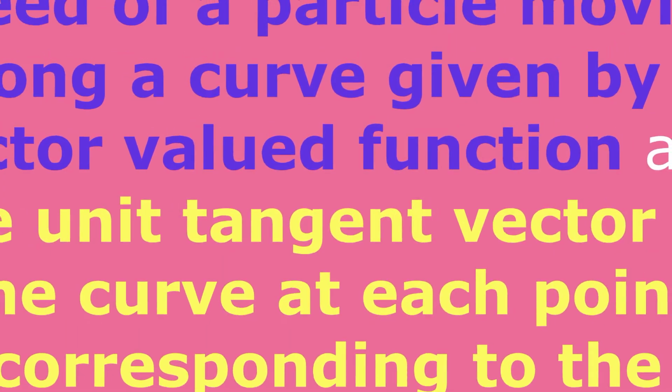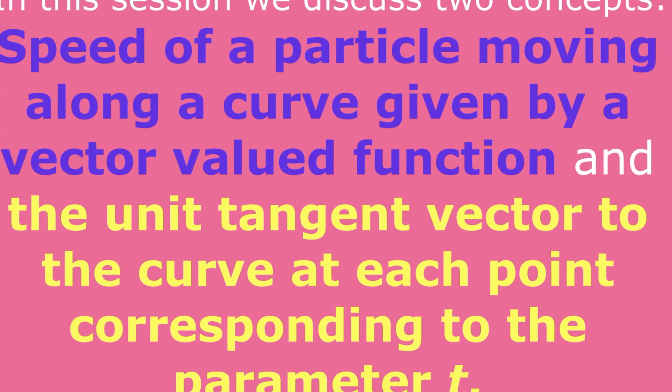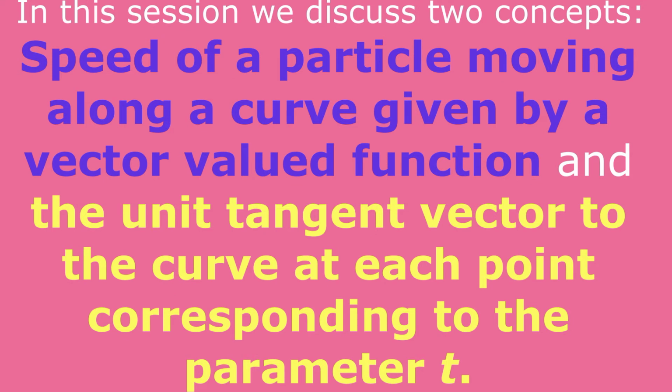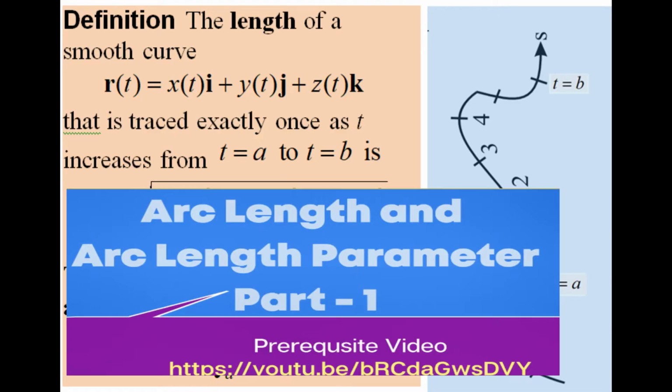In this session, we discuss two concepts: the speed of a particle moving along a curve given by a vector valued function, and the unit tangent vector to the curve at each point corresponding to the parameter t. We recall the definition discussed in the previous session.